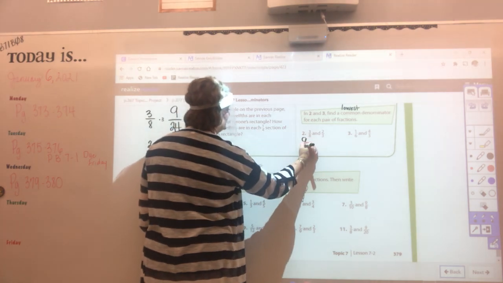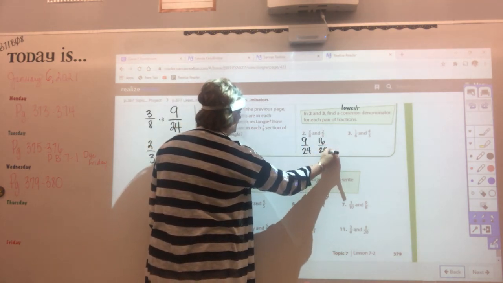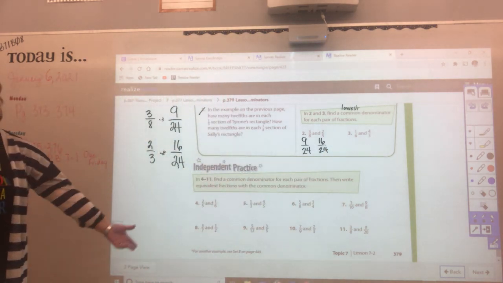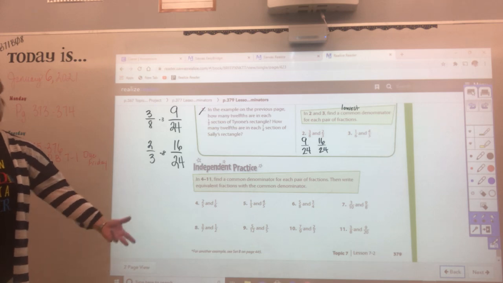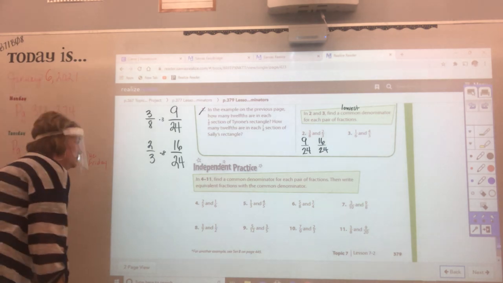9/24ths and 16/24ths. And look, I have the same number on bottom. That was the whole point, was to find something on bottom that was the same exact thing. Okay, that was the whole point of what I just did.